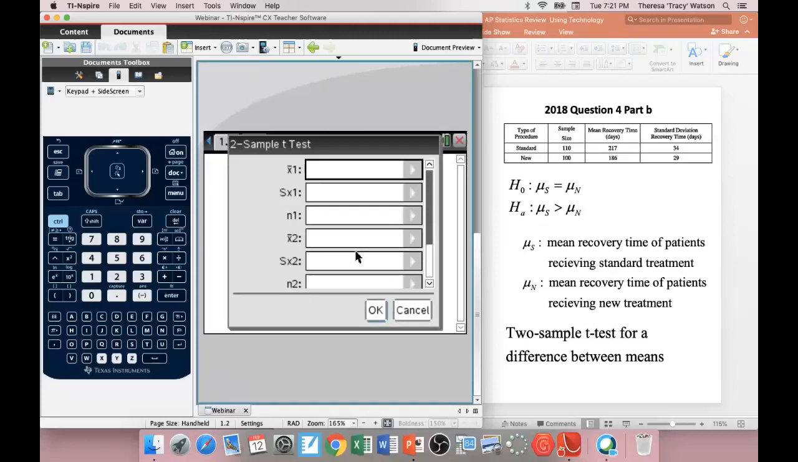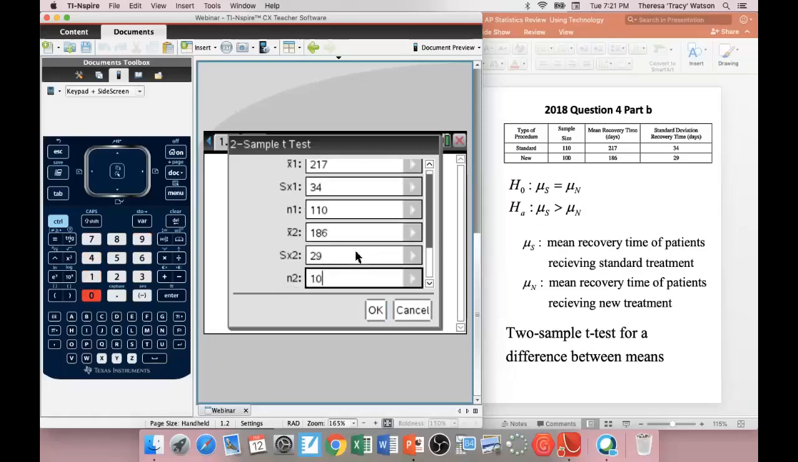So my x̄1 is going to be 217. My standard deviation for my first group, which is my standard group, is 34. The sample size of the standard group is 110. For my second group, the mean is 186, standard deviation of 29, and I only have 100 of those. Now, I'm tabbing to get down to each item.